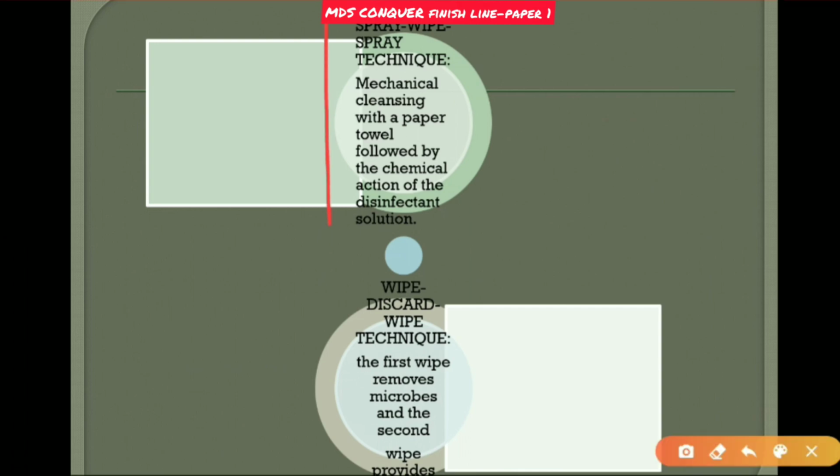Then there are two techniques. One is the spray-wipe-spray technique, and the second is the wipe-discard-wipe technique. The spray-wipe-spray technique includes mechanical cleansing with a paper towel, followed by the chemical action of the disinfectant solution. Whereas the wipe-discard-wipe technique includes a first wipe to remove the microbes and a second wipe to provide the disinfectant.